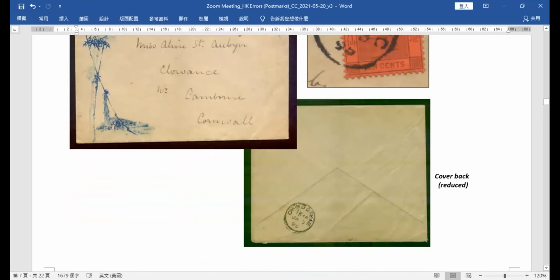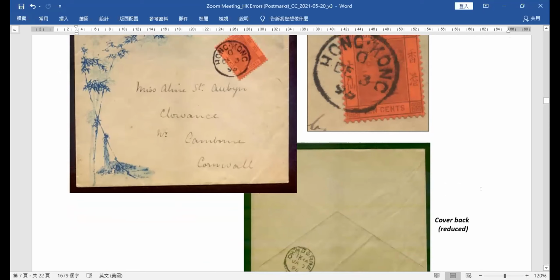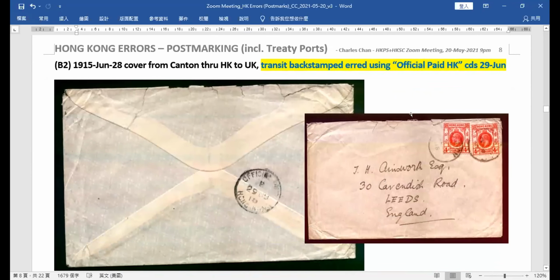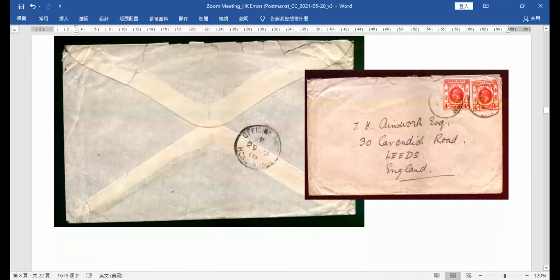And this is the cover back, the arrival day stamp. Okay, done. It is a 1/5 June 28th cover from Canton through Hong Kong to UK. Interestingly, the transit back stamp in Hong Kong is using the Official Paid Hong Kong CDS. I enlarge it a bit. More clear?